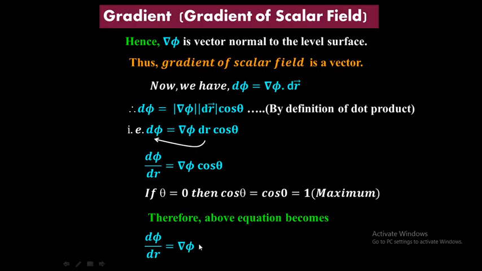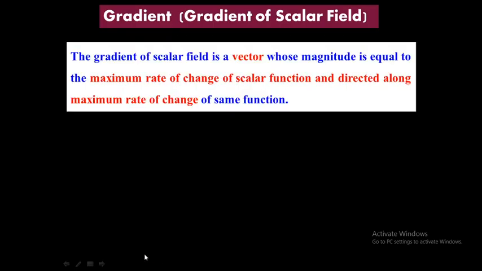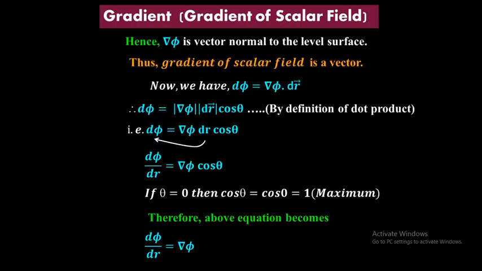So the gradient of a scalar field is the maximum rate of change of the scalar function, and it is directed along the same maximum rate of change of the function. The gradient of a scalar field is a vector whose magnitude is equal to the maximum rate of change of the scalar function and directed along the maximum rate of change of the scalar function. Quickly, we summarize that: this is the second physical significance of the gradient of scalar fields.